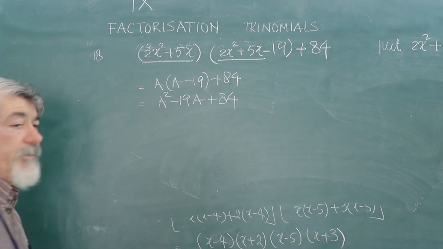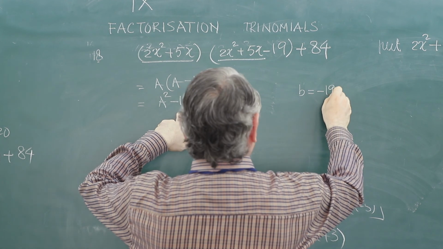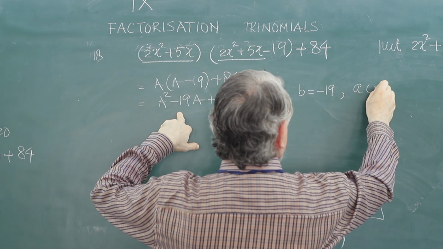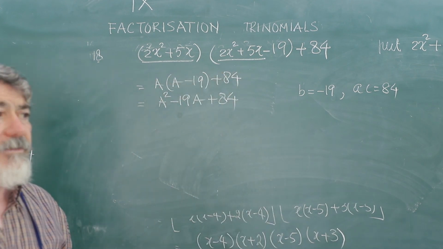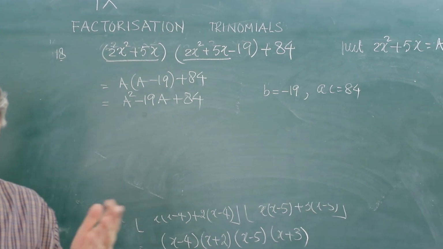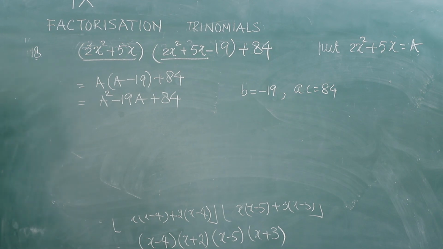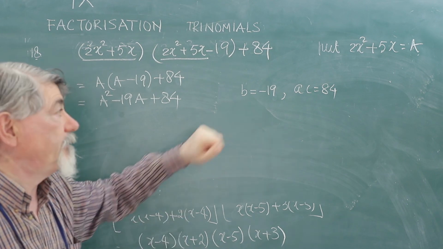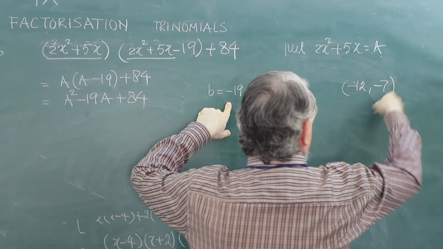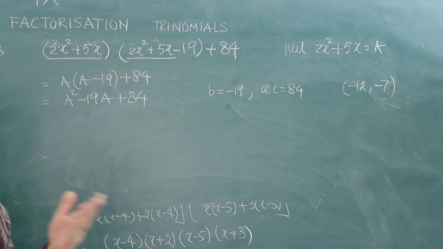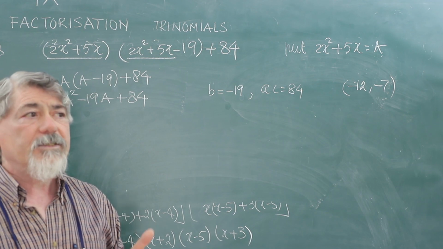This is a simple trinomial again. B is minus 19 and AC is 84. If AC is 84, that means it is positive. If it is positive, both the split terms will be of the same sign, either both plus or both negative. Here both will be negative because B is negative. So minus 12 minus 7. It's very important to remember the table. 12 7s are 84. That is why we say tables are important.